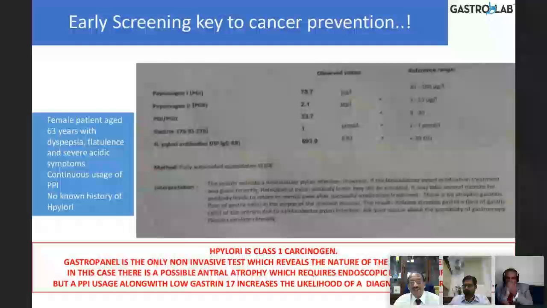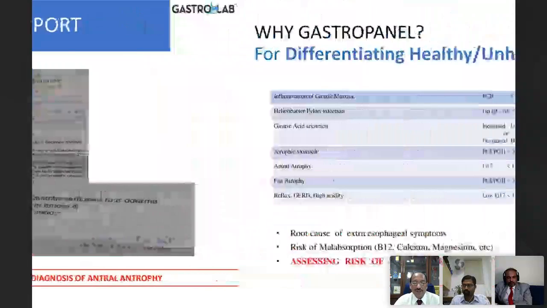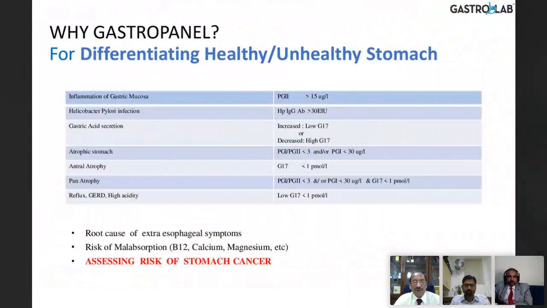So this indicates that there is an antral atrophy because of chronic H. pylori infection of the antrum. Once you eradicate this, everything will resolve. They also went ahead and did biopsies. Histopathology showed chronic H. pylori associated chronic active antral gastritis with mild to moderate atrophy, and then there is chronic inflammation. No dysplasia, no malignancy, no intestinal metaplasia. Along with the gastro panel, they also did the CLO test, which was again positive.